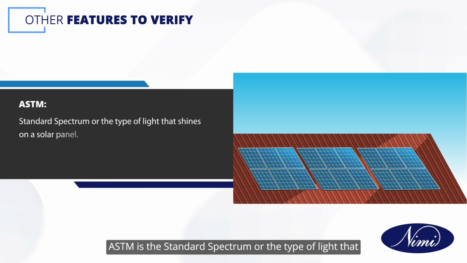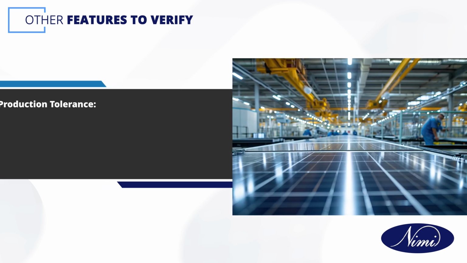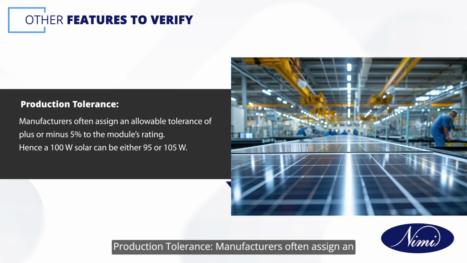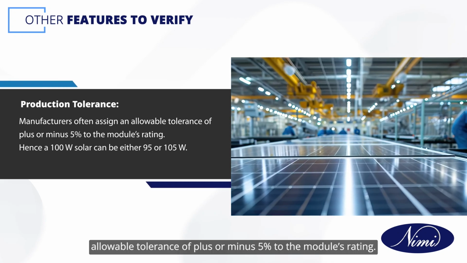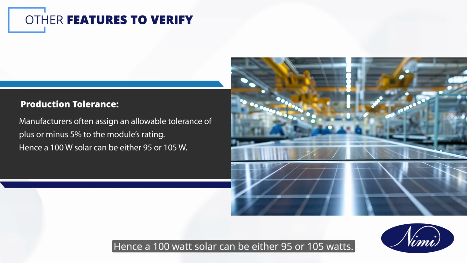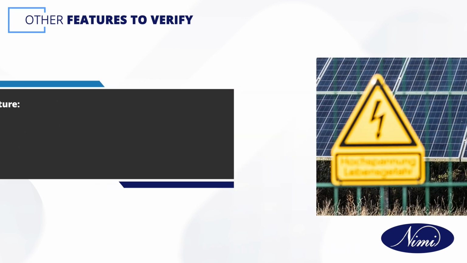ASTM is the standard spectrum or the type of light that shines on a solar panel. Production tolerance. Manufacturers often assign an allowable tolerance of plus or minus 5% to the module's rating. Hence, a 100 watt solar can be either 95 or 105 watts.